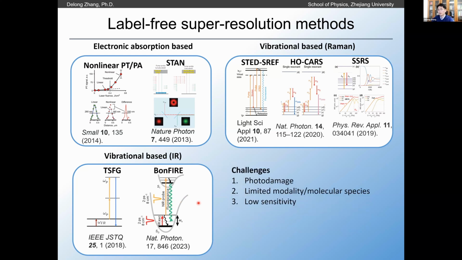However, especially for the nonlinearity-based label-free super resolution techniques, they're subject to possible photodamage. And these are also limited, for example, to graphite or graphene, those specially made molecules or structures. So, of course, we need to develop a universally applicable super resolution imaging, preferably based on absorption.